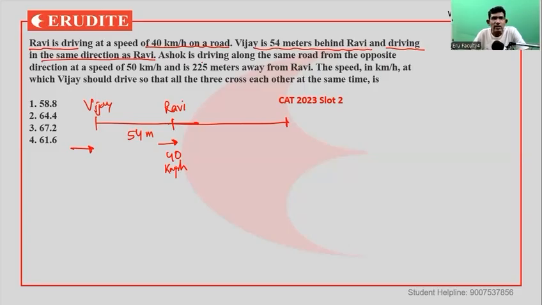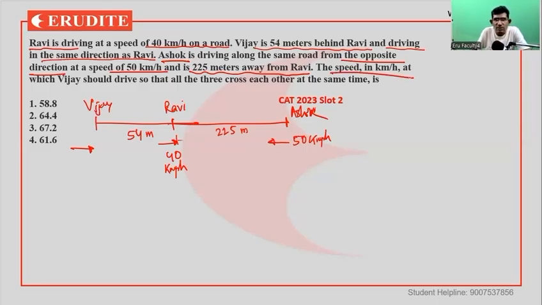Fine. Next, Ashok is driving along the same road from the opposite direction at a speed of 50 kmph. Now here I have Ashok, and Ashok's speed is 50 kmph, and he is 225 meters away from Ravi. So this gap is now 225 meters. They are in the opposite direction. So Ravi and Ashok are in opposite directions.